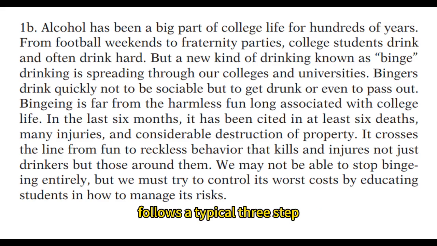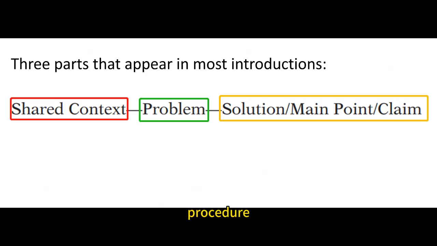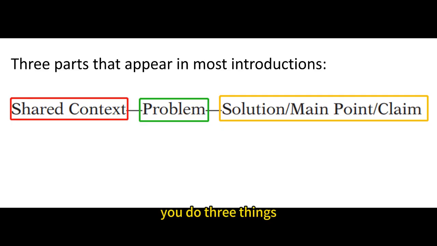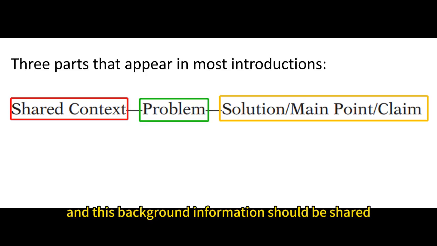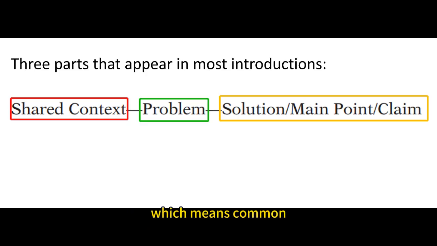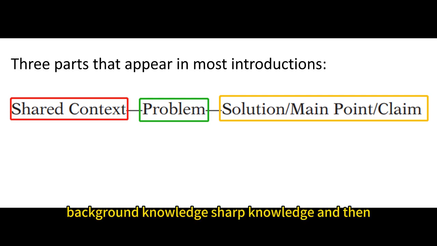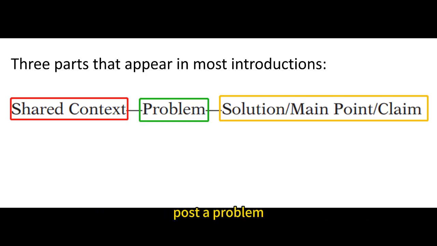1B follows a typical 3-step procedure about how to pose a problem. When you pose a problem in your introduction paragraph, you do 3 things. First, you offer shared context. You offer background information, and this background information should be shared, which means common. Everybody, in theory, should know it, such as, we know 1 + 1 is equal to 2. Background knowledge, shared knowledge. And then pose the problem. And then, in the end, you offer a solution.